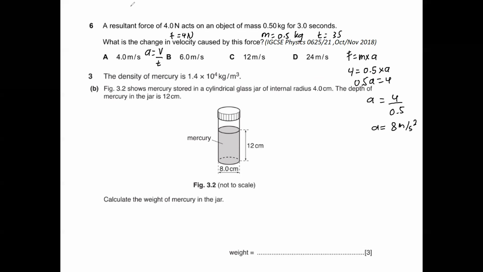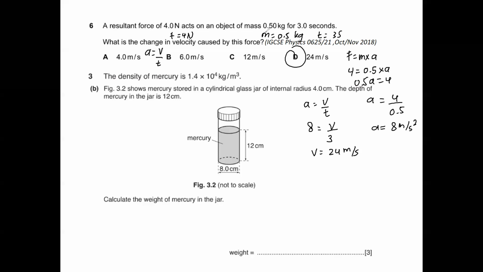And then we can find the velocity from the acceleration. So acceleration equals velocity over time. So acceleration is 8. So v is what we want to find. The time is 3. So v equals 8 times 3 is 24. So the answer is D.